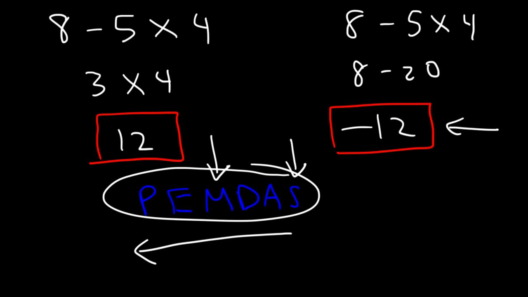Now, you can confirm your answer using a scientific calculator if you have access to it. Simply type this expression exactly the way you see it, and the answer that you should get is negative 12. Now, let's move on to another example. Try this one. What is 6 plus 24 divided by 4?